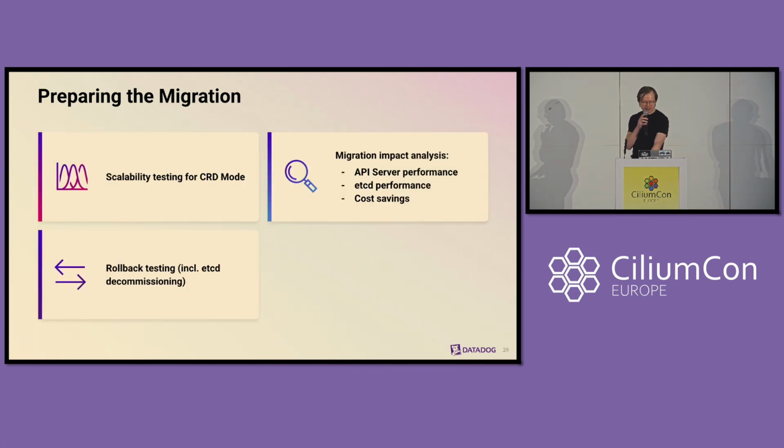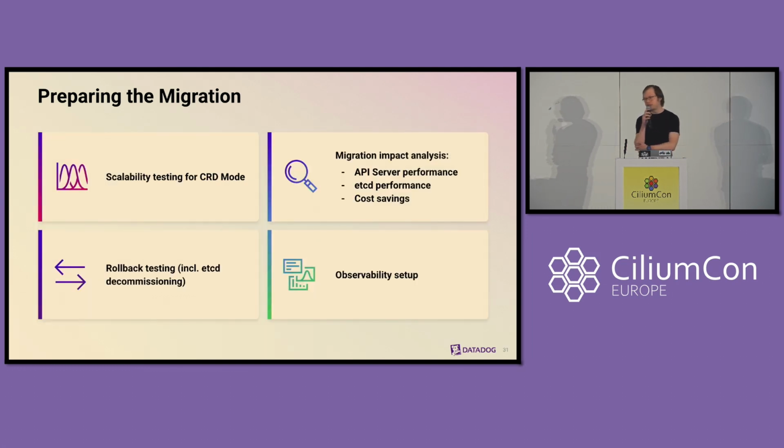We also did some rollback testing. We had a cluster in KVStore mode, and then we migrated it to CRD, we decommissioned the etcd cluster, and then we recreated the cluster from scratch and migrated it back to KVStore mode, just to make sure that we can easily go back if something bad happens. And finally, we set up some dashboards, logs, alerts, and so on.